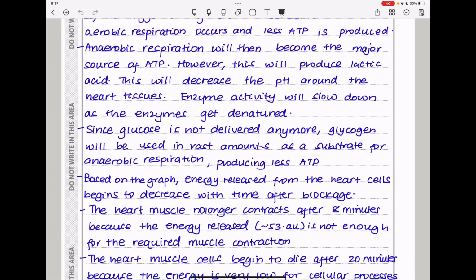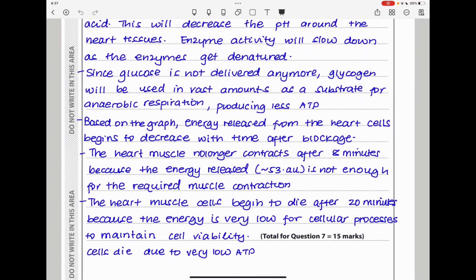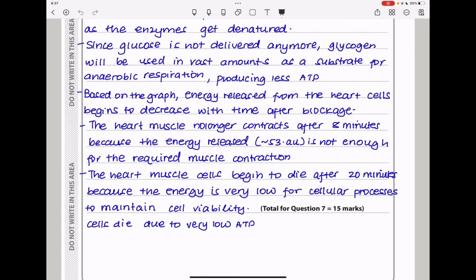So when I take you back here, I said the heart muscle cells no longer contract after 8 minutes because the energy released is not enough for the required muscle contraction. Then the heart muscle cells begin to die after 20 minutes because the energy is very low for cellular processes to maintain cell viability. This brings us to the end of question 7. Let's continue to question 8.